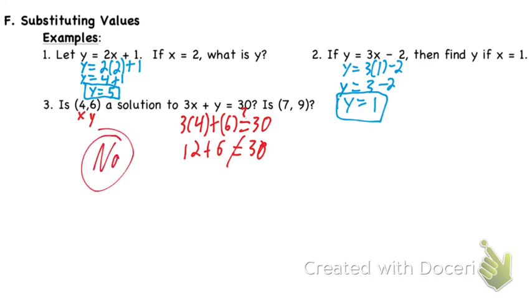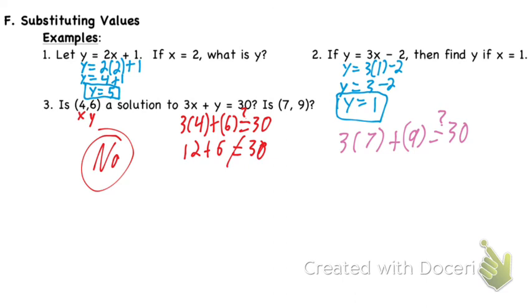Now what comes next though? Is 7, 9. So what would you do with 7, 9? Plug it in. Where does the 7 go? The x. Where does the 9 go? The y. Okay, let's plug this in. It's 3 times 7 plus 9 equals 30. Questions on how I got that pink equation?